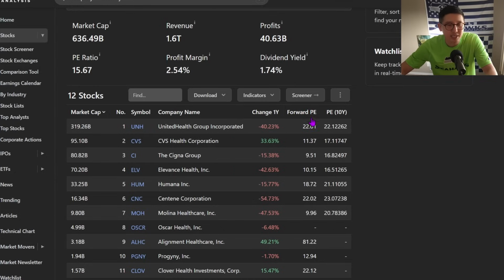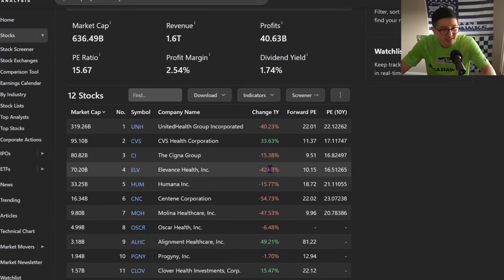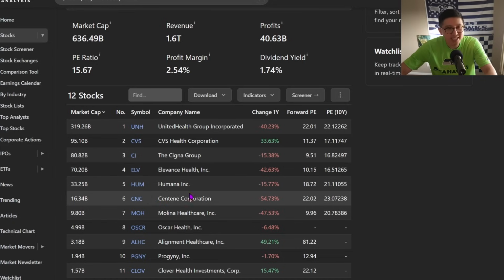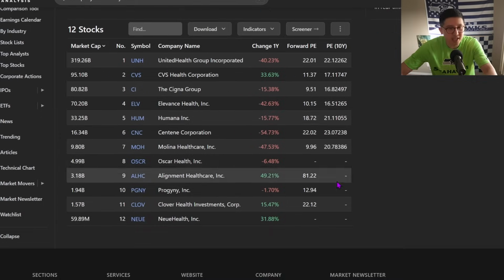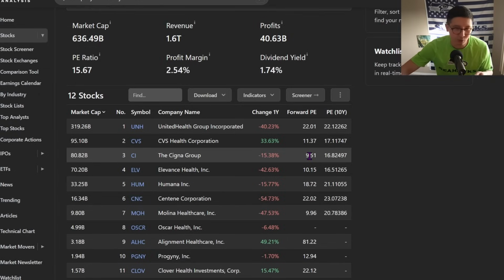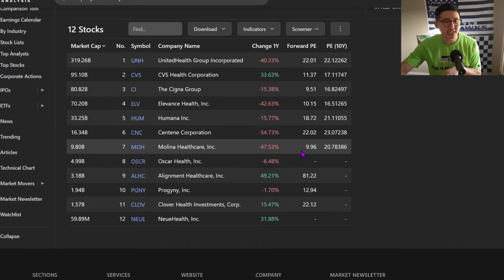That's another way of saying the PE ratio. And their 10-year average is 22. So they're finally back to where they should be in terms of their valuation. Cigna is negative 15.3%. Elevance is negative 42%. Centene, negative 54%.